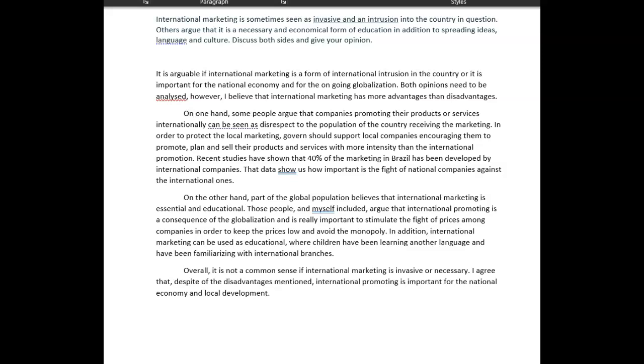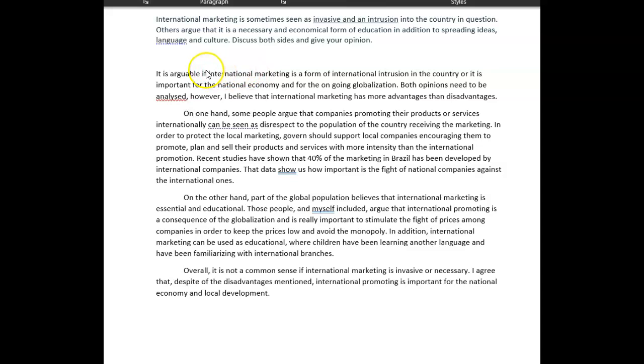And you haven't done IELTS before. Okay, right. So this is a very, very difficult question. International marketing is sometimes seen as invasive and an intrusion. Others argue it's a necessary and economical form of education. So kind of one paragraph on each idea and discuss both sides and give your opinion.